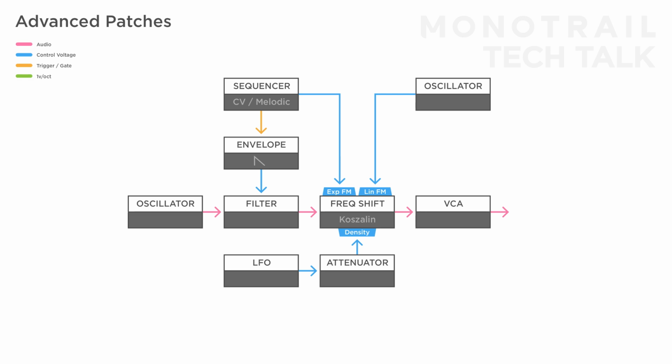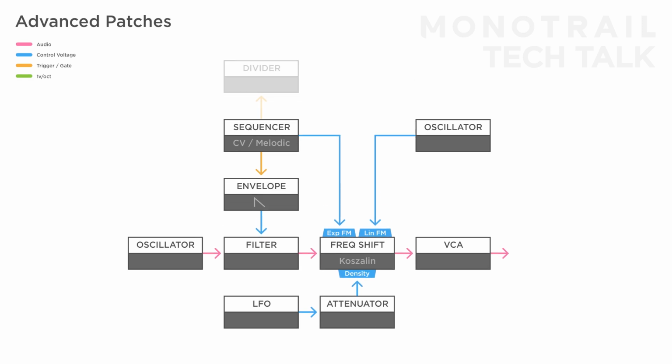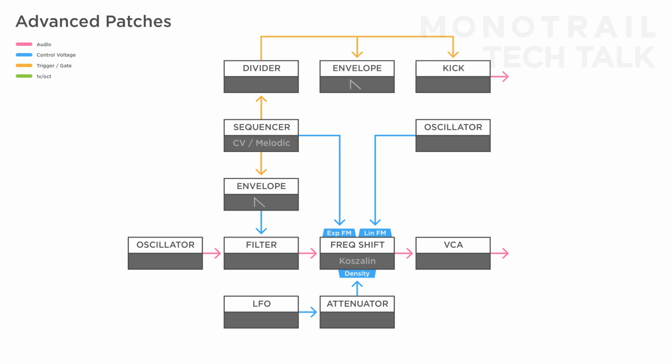a subtle amount. The sequencer is also triggering a clock divider, and the division is used to trigger a kick and an envelope. The envelope is inverted and used to duck the VCA when the kick hits.